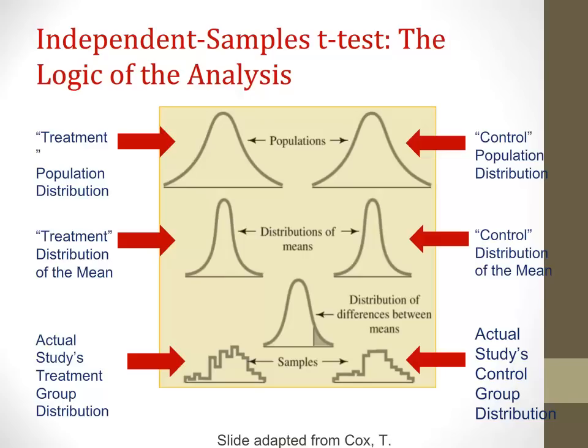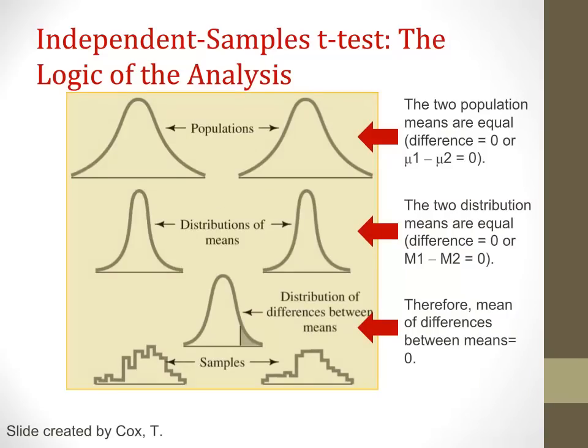This is found by calculating the actual difference between the means of the two groups of the study, as we see here, the samples represented at the bottom of the diagram, and comparing this difference to our distribution of differences between the means. So this is the logic behind the analysis.